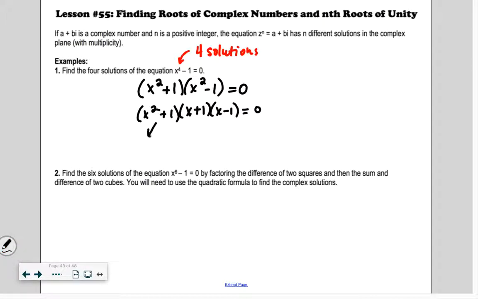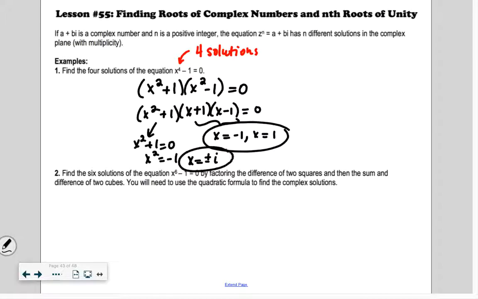When I set my x squared plus 1 equal to 0, I get x squared equals -1, so I get x equals plus or minus i. And then the other factor gives me x equals -1 and x equals 1. So we have 4 solutions: 1, -1, i, and -i.